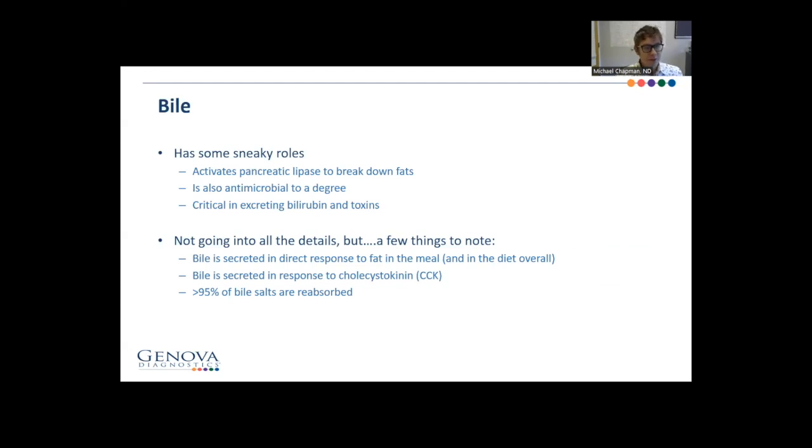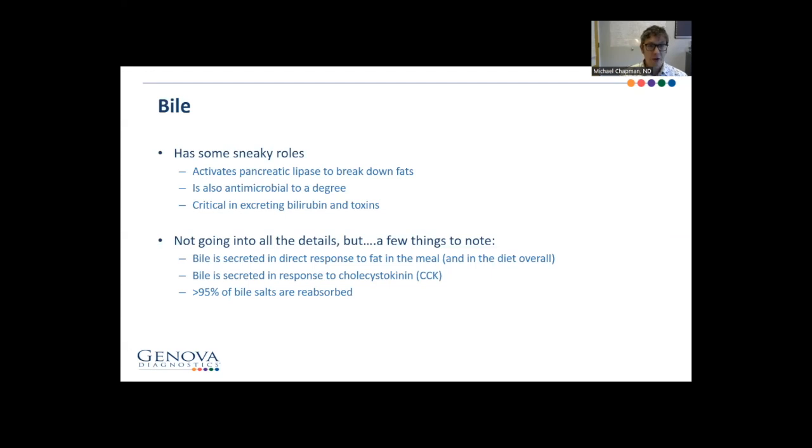Moving on to bile, we talked about pH, we talked about enzymes. What about bile? Bile has some sneaky roles. Bile does activate pancreatic lipase to break down fat. So it's not just for absorption, not just for bringing fats into the system. It actually does activate enzymes. And to a certain extent, it's antimicrobial. So if we're thinking about a bacterial overgrowth picture, think about bile too, because it helps to regulate the bacteria, especially in the small intestine. It's also critical in excreting bilirubin and toxins and things of that nature.